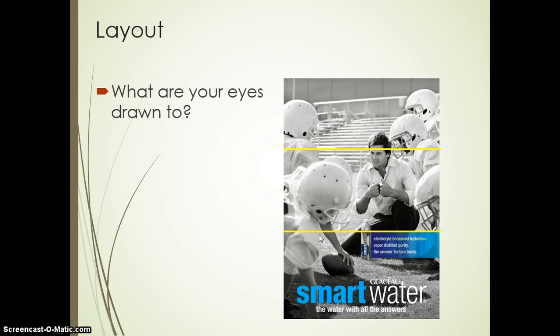Rule of thirds can work the other way. So you'll see that these lines are horizontal. Sometimes photographers will do the lines vertically. But just keep in mind that most of the time, the thing that they're going to want you to see is on one of those lines, on the thirds of the picture, rather than right in the middle.